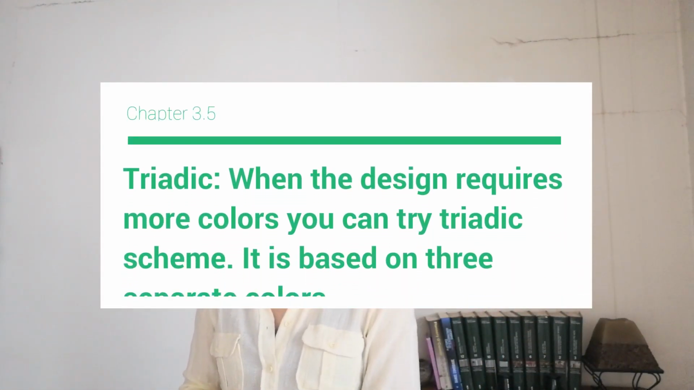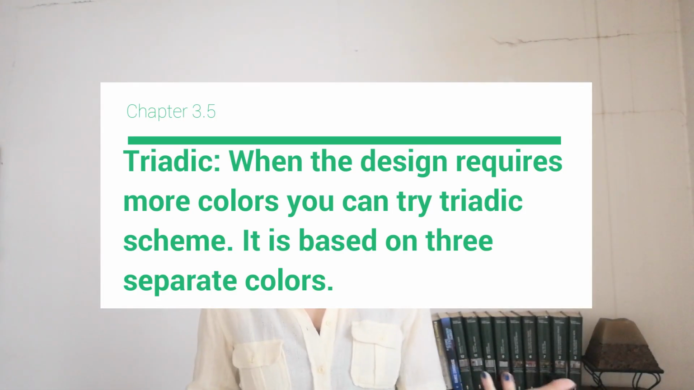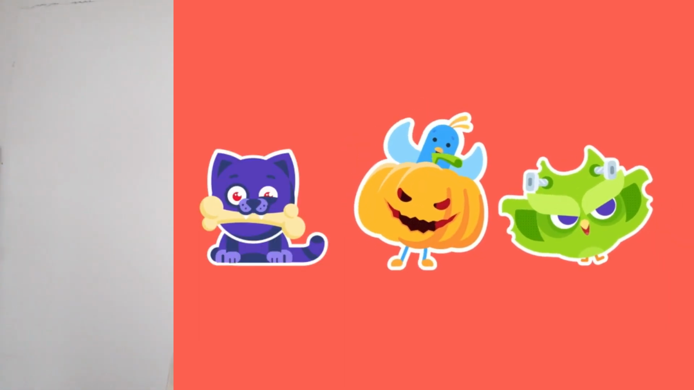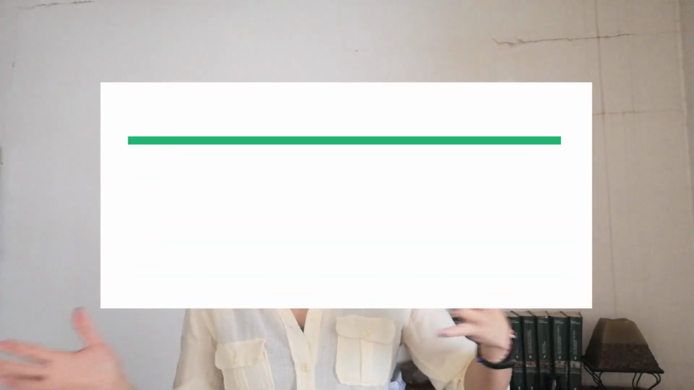Triadic. When the design requires more colors, you can try the triadic system. It is based on three separate colors which are equidistant on the color wheel. To keep the balance with this scheme, it is recommended to use one color as a dominant and the others as accents. Tetradic, Double-Complementary.